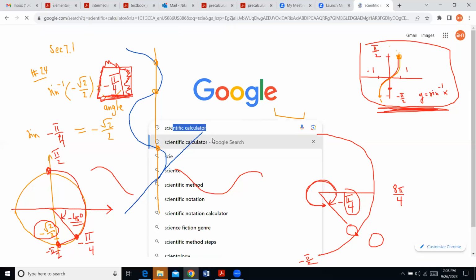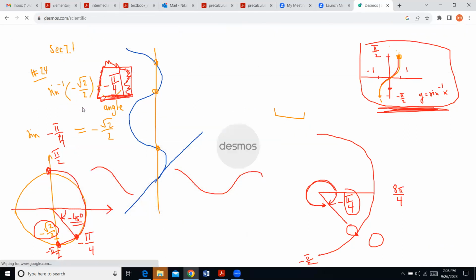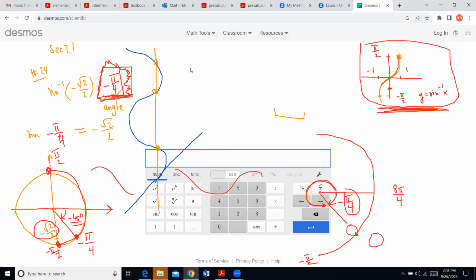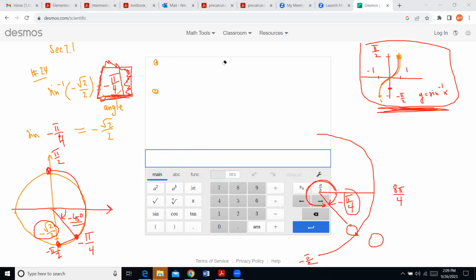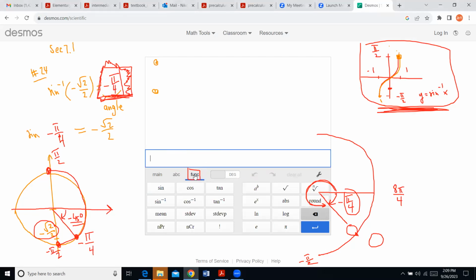That's Desmos, right? The first choice. So let me put in the arcsine function of negative pi over 4. To get to the arcsines, they have to go to the functions. So I guess that's the third way to verify it. Let's see, do I have to do it the third way? You don't have to do it at all.